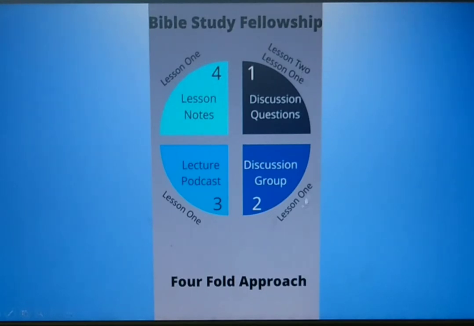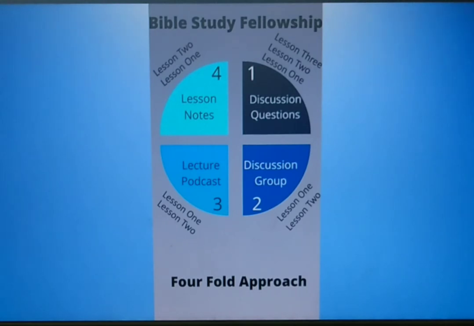After your lesson 2 discussion questions, you will meet and discuss them with your group during discussion group time. After your discussion group time, you will listen to the lesson 2 lecture podcast and read the lesson 2 lesson notes. After you complete the cycle for lesson 2, you'll be ready to start the discussion questions for lesson 3. The cycle continues through the year of BSF.